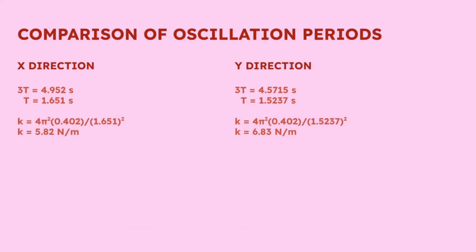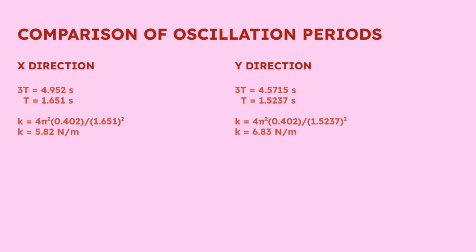Here I'm comparing the oscillation periods between the x direction and y direction. For both directions, I calculated the oscillation period the same way. I found the amount of time it takes to complete 3 total oscillations and divided that value by 3 to get the total oscillation period.